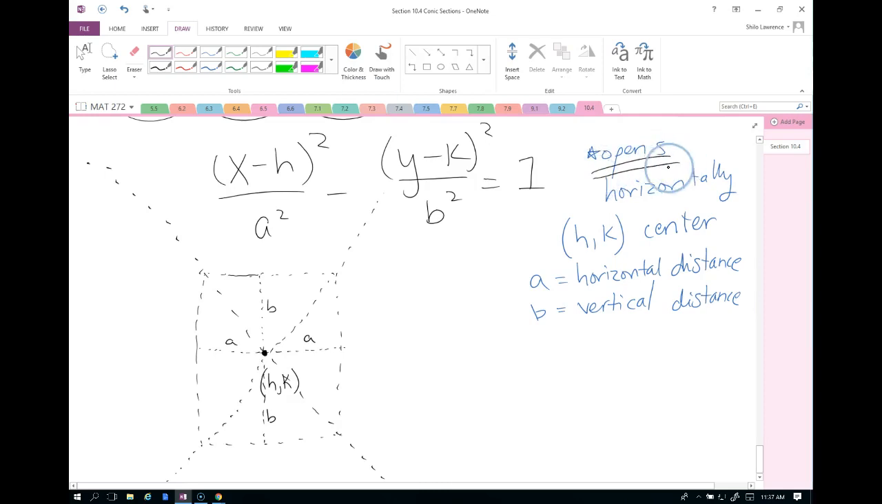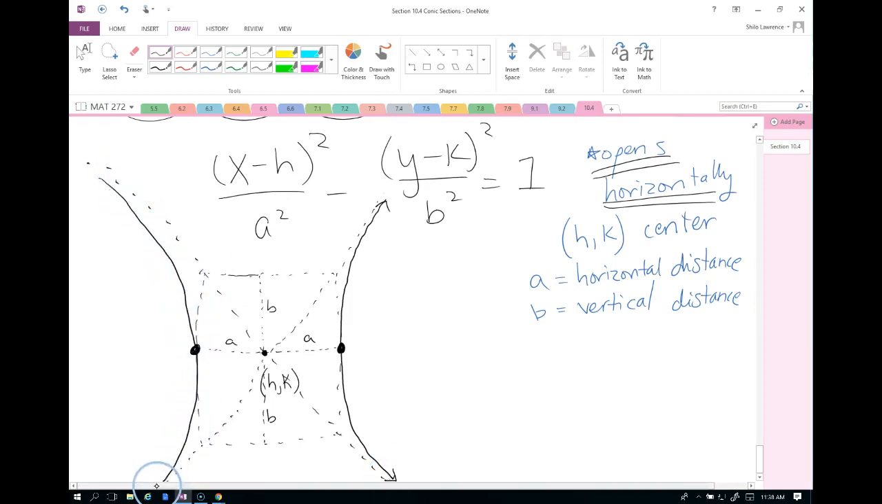Since we already said ours is going to open horizontally, the left and right edges of this box are going to be points on our hyperbolas. And we call those vertices. And our hyperbola is going to follow those asymptotes in and touch the vertex and then follow it back out. And then the same thing on the other side. Follow it in, touch the vertex, follow it back out.